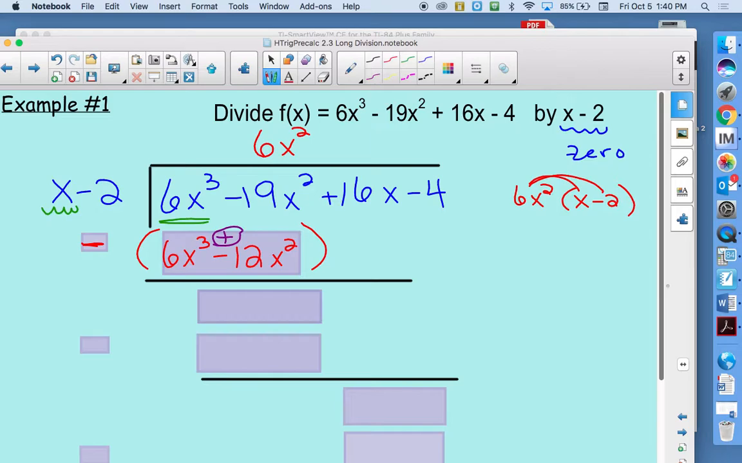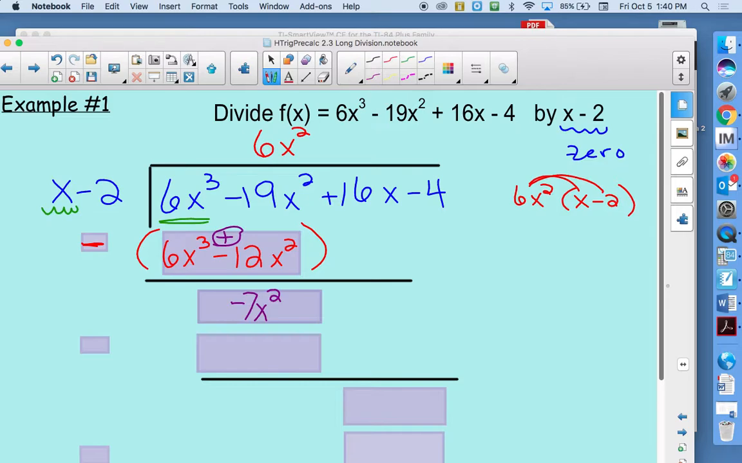And then you subtract. So 6x cubed minus 6x cubed, that eliminates, that's the goal. And then negative 19x squared plus 12x squared is negative 7x squared. So just be careful because it's minus negative 12. Really, that turns into a plus 12. And then what did you do before? After you divided the first step, then what?